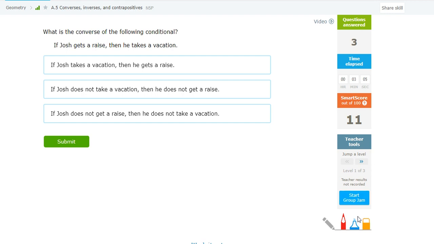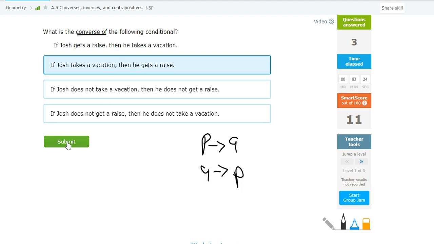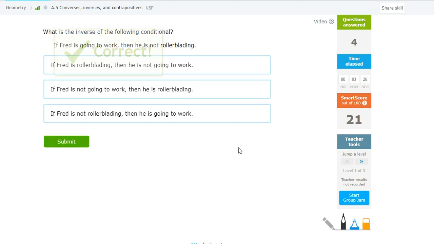The converse of a statement is just, remember, it's if P then Q for the conditional, but if I'm talking about the converse, it'll be if Q then P. So if Josh gets a raise and he takes a vacation, or if Josh takes a vacation, then he gets a raise. So I'm going to hit submit on that one. That's right.